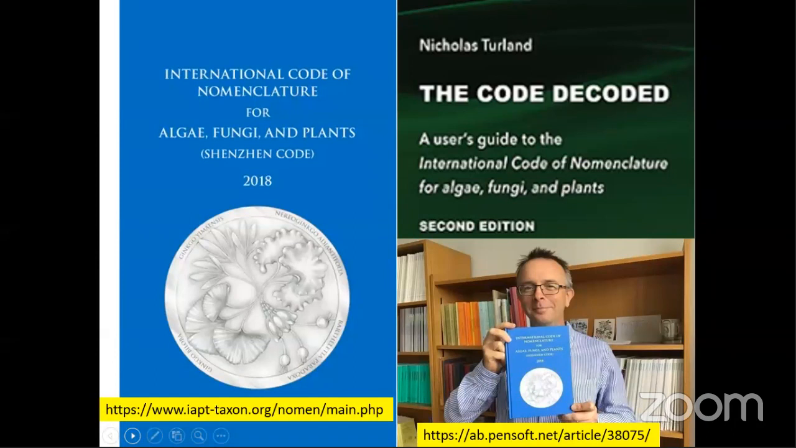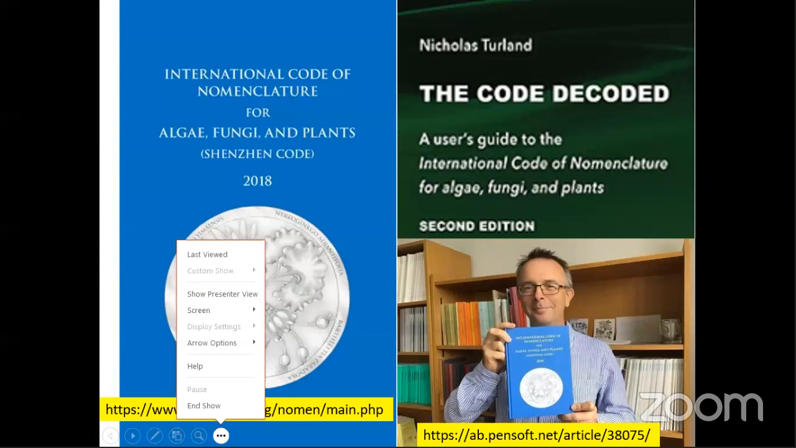The purpose of the second edition of the Code Decoded is to serve as a user guide, specifically for the Shenzhen Code. The objective of the guide has been to create a text that is reasonably clear and simple, which inevitably means it will fail to cover every rule and every circumstance that you will encounter. So it is a very simple guide and would be forced to gloss over some important details.